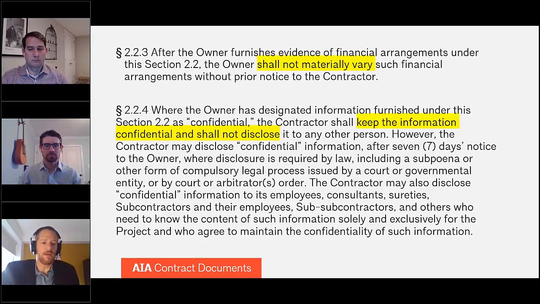Gentlemen, before I close out, any other final thoughts on the contractor's right to request financial information from the owner? Nothing from me. I hope we have thoroughly discussed all the upsides and downsides of a reasonableness standard. You never know going in, so you've got to do the best you can.